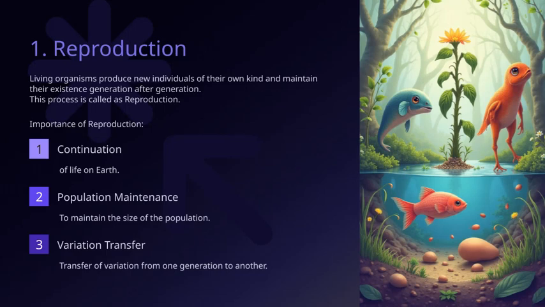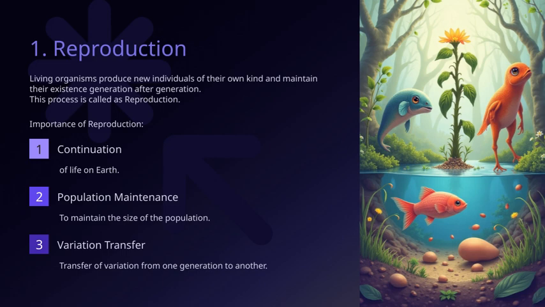Now, let's look at the transfer of variation from one generation to the next. This process is essential because it helps maintain the size of the population over time. Without this transfer, populations could diminish or fail to adapt to changing environments. This continuation of life on Earth depends heavily on the ability of living organisms to produce new individuals of their own kind. This ongoing production ensures that life persists generation after generation.